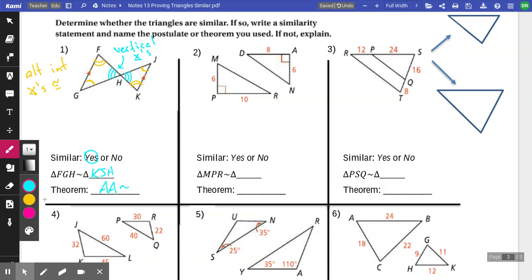Okay, so looking at another case here with number 2, we see in these triangles we're given some side lengths. We also are told that there's a right angle in each of them. And remember, a right angle is congruent to itself. So we could say there we have a pair of congruent angles.